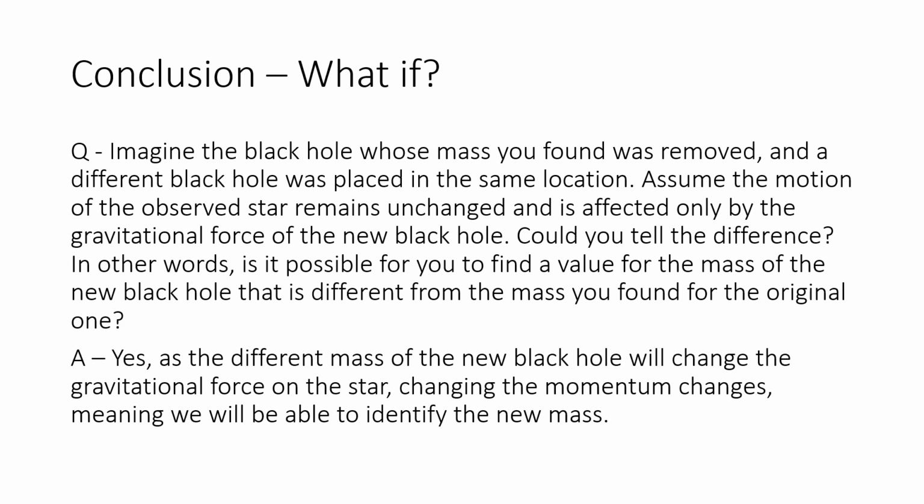Now, the interesting question here: what if we have a different black hole of a different mass in the same location? Would we be able to find out this new mass? In my opinion, yes. Although the trajectory of the star might be weird, we can still calculate the change in momentum at each time step and still figure out the force from there. There's no reason why not. The different mass of the black hole changes the force on the star, which changes our momentum changes. And from those momentum changes, the position data that we'll get will be able to tell us these, and we'll be able to work backwards. So there's no reason why we wouldn't be able to figure this out.